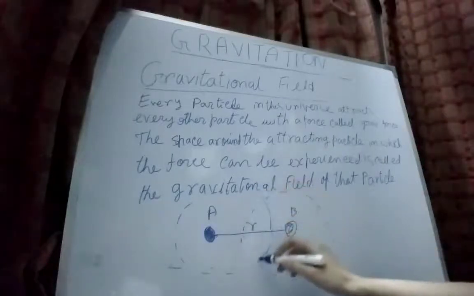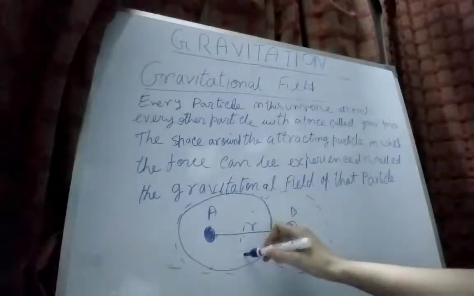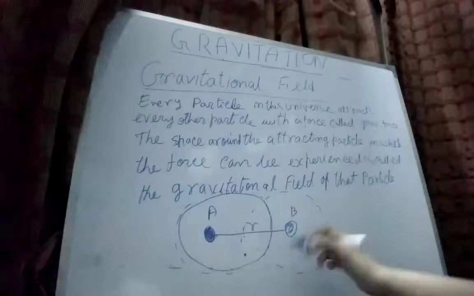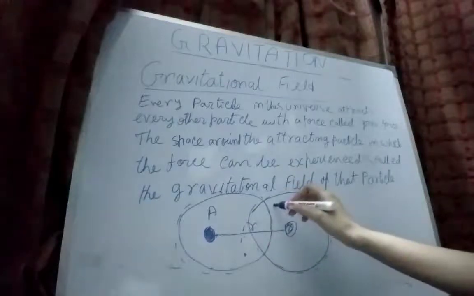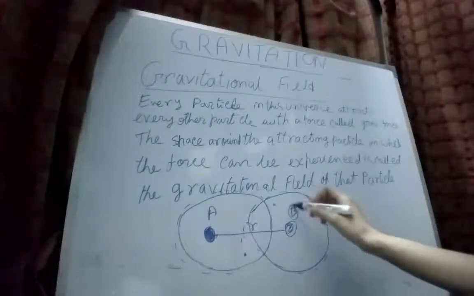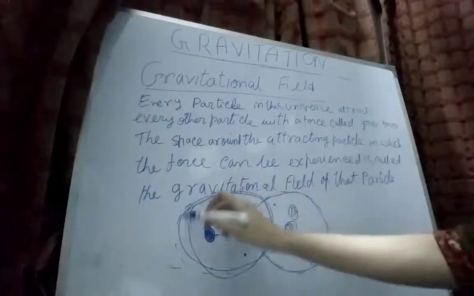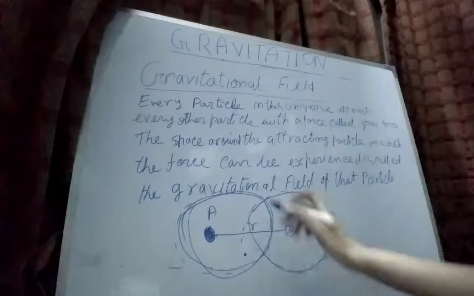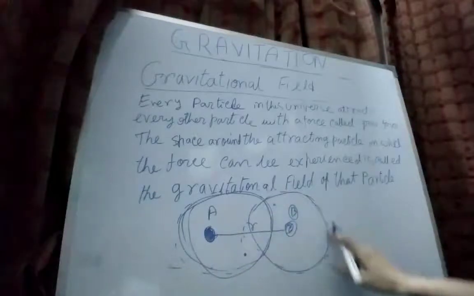Suppose this is the region of A, and if we put any object here, then this particle will experience an attracting force due to A, and this is the region of B, where if we put any other particle, then it will experience an attracting force towards the center of B. So these regions where the attracting force of a particular object will be felt by any other particle will be called its gravitational field. So this is the gravitational field of A and this is the gravitational field of B.